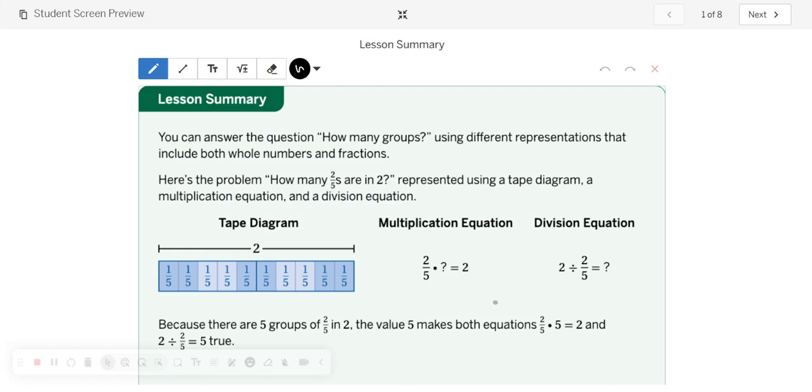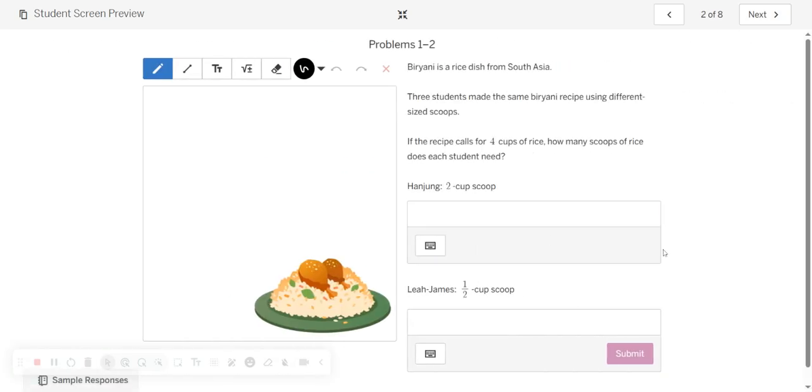Okay, so in this activity, we looked at tape diagrams and we actually started looking at dividing by fractions and how that affects the original number. And so let's take a look. It says Birani is making a rice dish from South Asia. Three students have the same recipe using different size scoops.